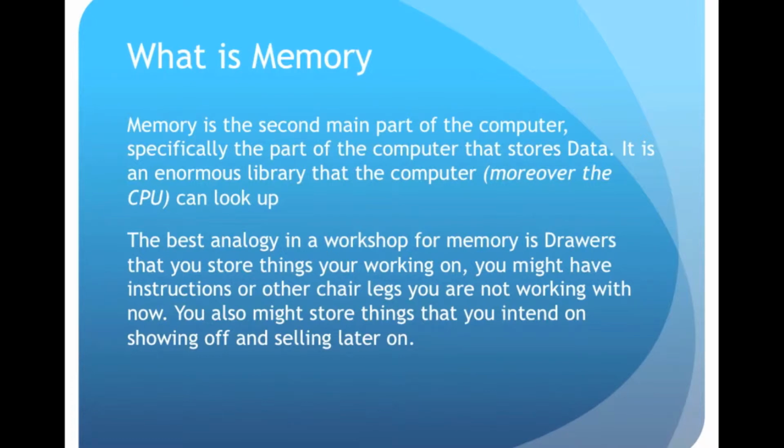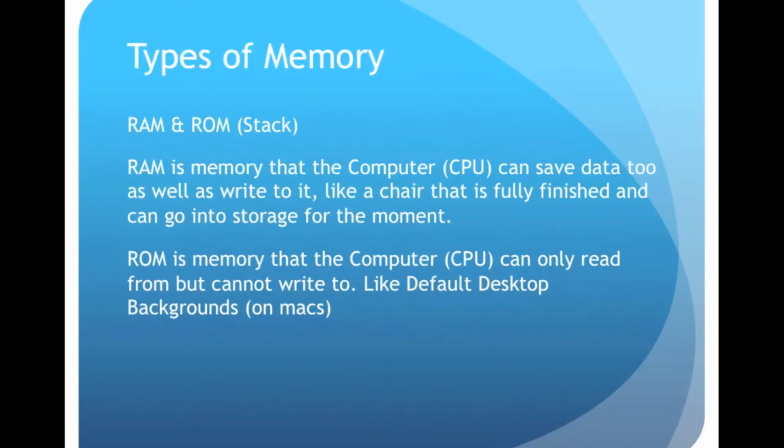Anyways, so the best analogy in the workshop for memory is drawers that you put stuff that you're working on in. You might have instructions for other chair legs that you're not working with right now, but you might also store some things that you intend to show off later. Or if you're working on two chairs and you've already finished one part of one and you need to clear the area around your workbench in order to work, then you might want to put what you're currently working on in one of your drawers.